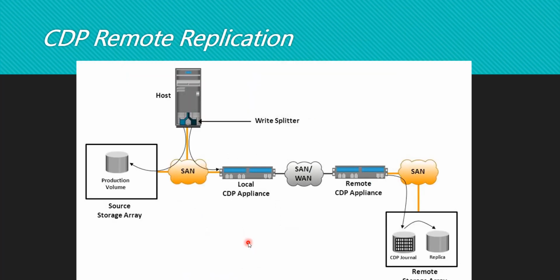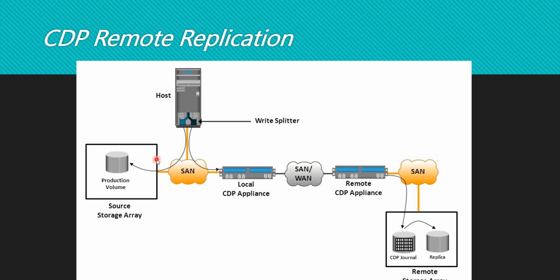So next is CDP remote replication. As we know, the difference between local and remote replication is that in the case of local replication only one data center is involved. However, in the case of remote replication, the data center where the replication is carried out is other than the host data center. So let's have a look at the components first.